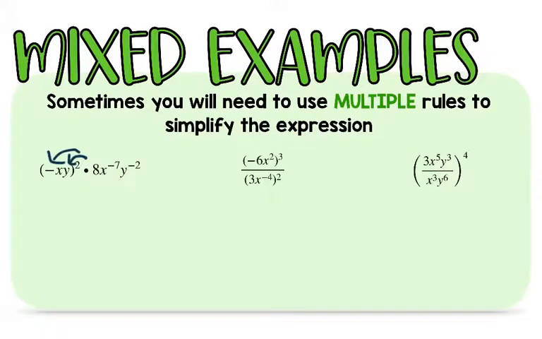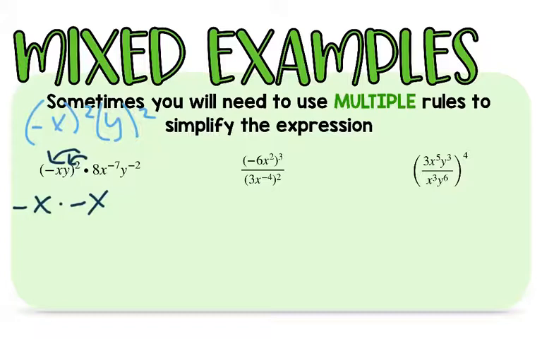Alright, so let's look at this first one. The first thing I notice is that there's a 2 on the outside as an exponent, and I know that's going to go to both the negative x and the y. Okay, so let's think about what that is. That would be negative x times negative x when I'm looking at this very first term. Let me write that out a little bit better.